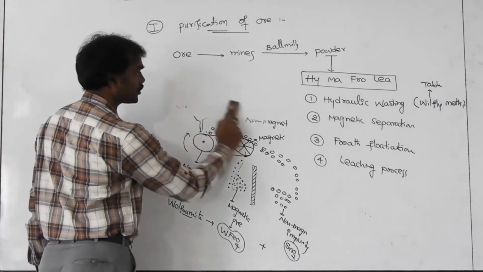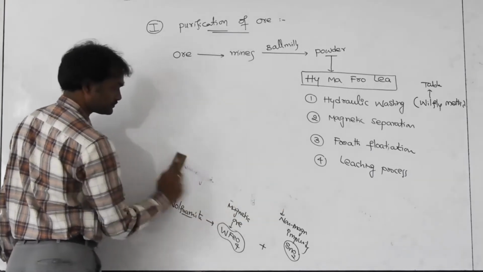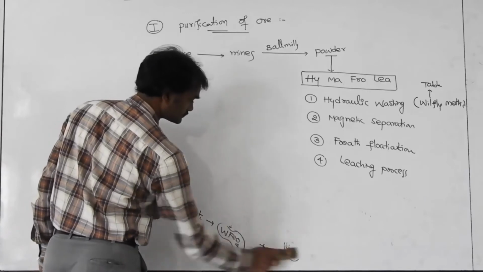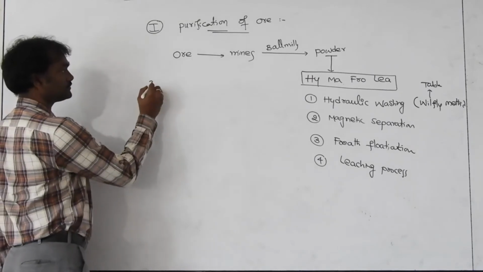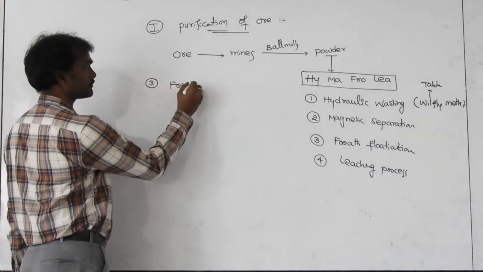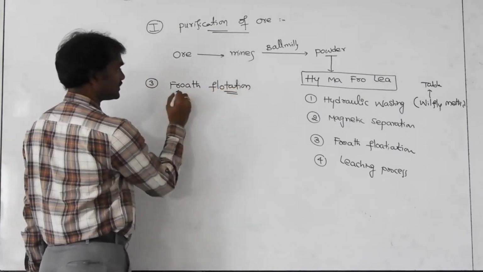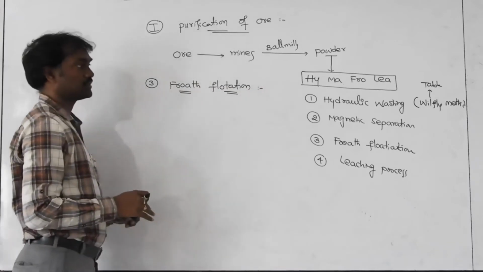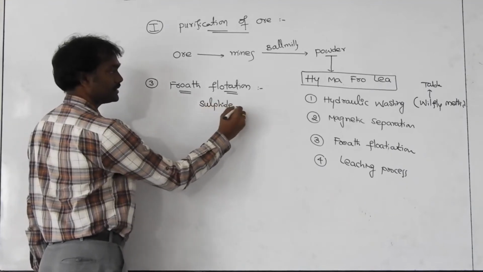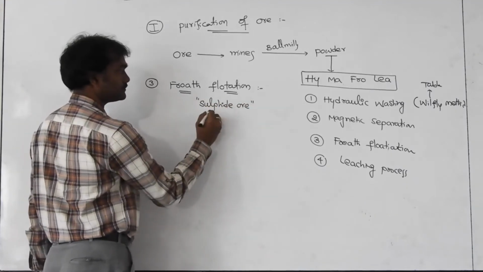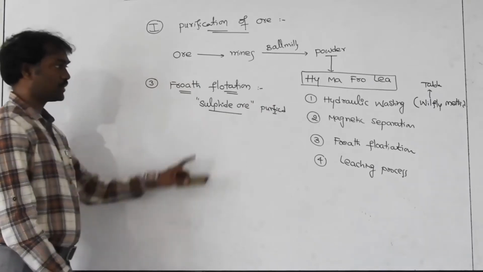Next, third, froth flotation. So third, you take froth flotation. In this process, which ore are we purifying? That is sulfide ores. Sulfide ores are purified. That is one important point.